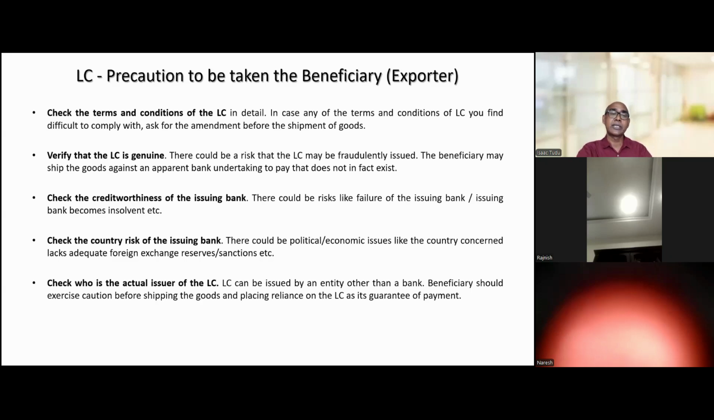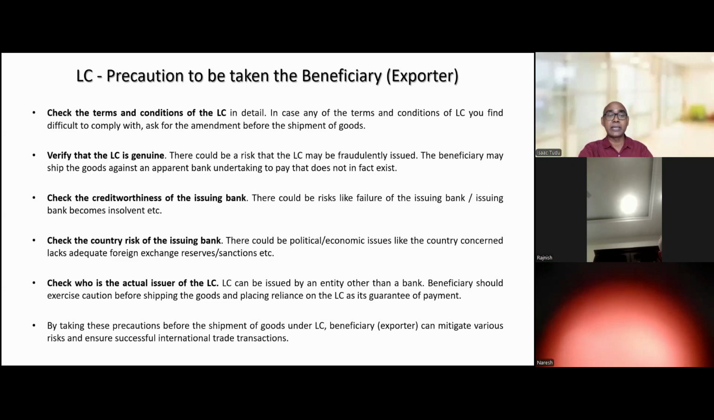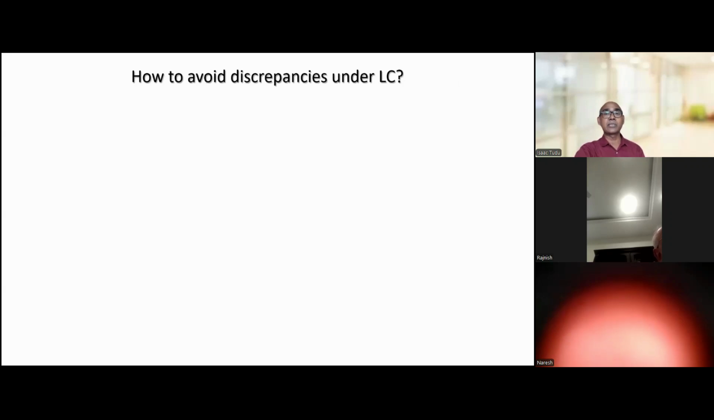Ask them. Check who is the actual issuer of the LC. Now, if you find that whoever has issued the LC is not a bank, then you need to be extra careful. But if you are not able to detect it, fine, ask your bank. They will be able to tell you who has issued the LC, right? By taking these precautions before shipment of goods under LC, the exporter can mitigate various risks and ensure successful international trade transactions, right?